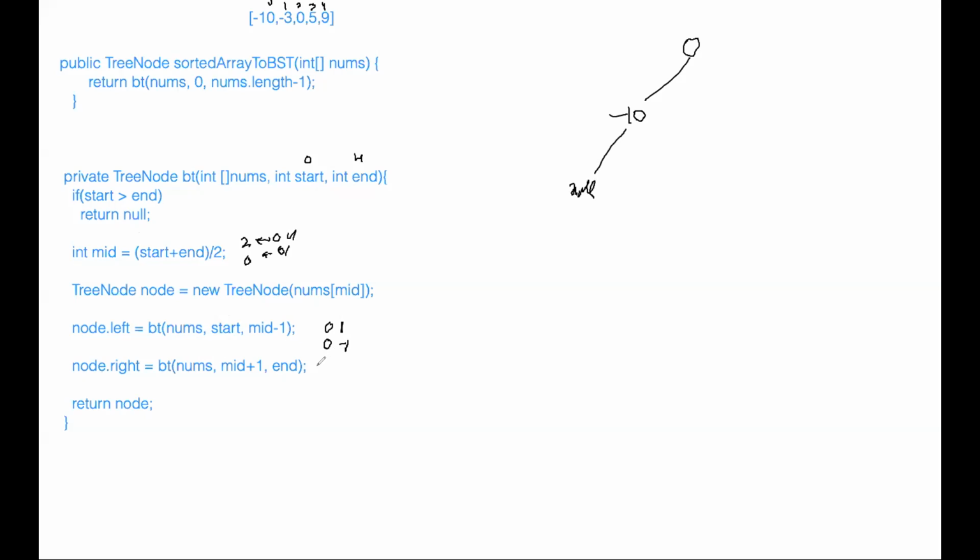In the last step, what was the mid? The last mid was calculated as 0. So the last mid was 0, 0 plus 1 is 1, and end was again 1.